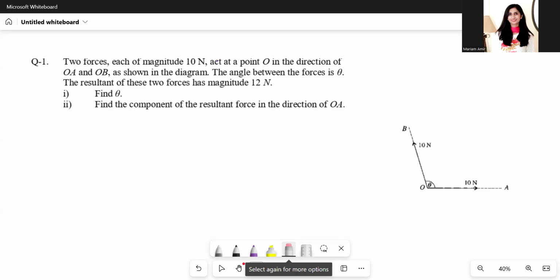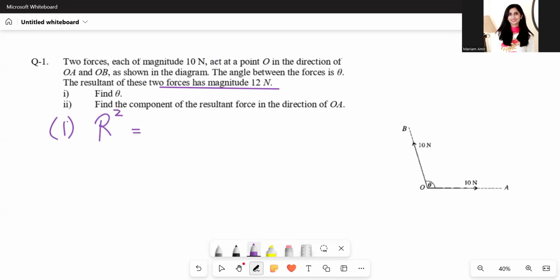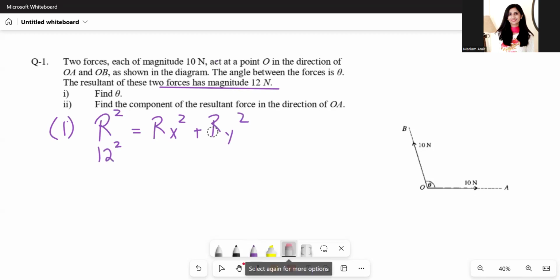Find theta. Okay, so we know the formula for resultant force: R squared equals Rx squared plus Ry squared. R is 12, so 12 squared, which is 144, equals the resultant force in x direction squared plus the resultant force in y direction squared. Okay, now how do you find Rx? You resolve your forces.